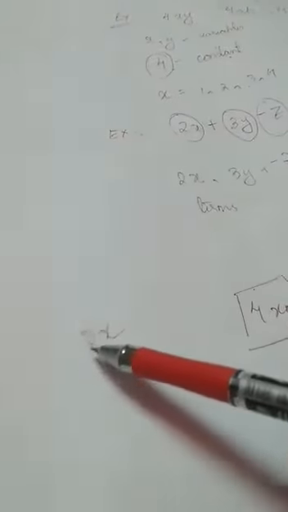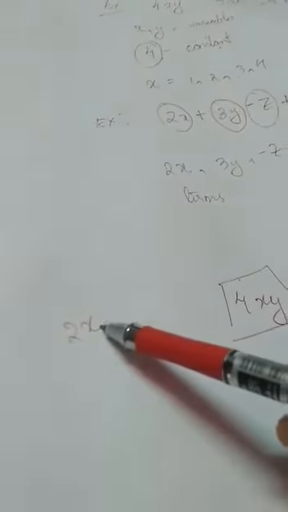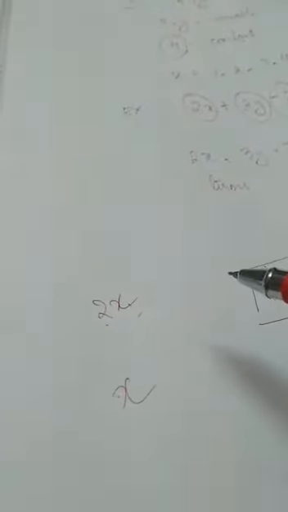So the meaning is, when you get only 2x, this is also an algebraic expression. Why? Because an algebraic expression consists of what? First, it must have a variable, and it must also have a constant value. So if it has only x, this is also an algebraic expression, because here x is a variable. Now what is the constant value?